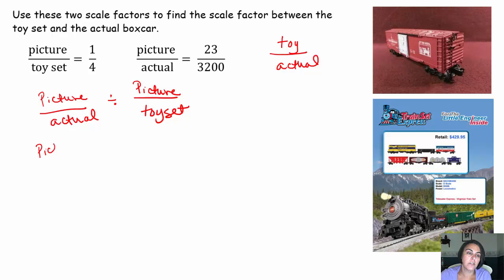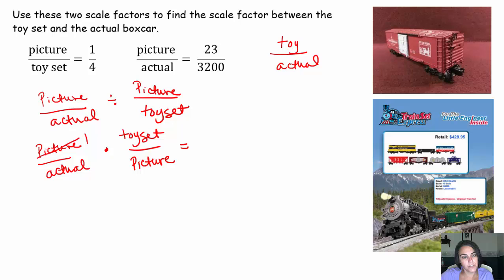So this is picture over actual times toy set over picture. Picture goes into picture once, picture goes into picture once, straight across the top, straight across the bottom, and I get toy set over actual. Lots of ways to go about this, but that's how I'm going to choose to go about it. I just used some thought process of what do I need to do with what I'm given so that my toy set can be on top, my actual can be on the bottom. So that's how I worked it out.